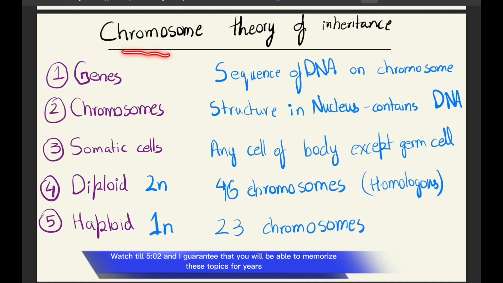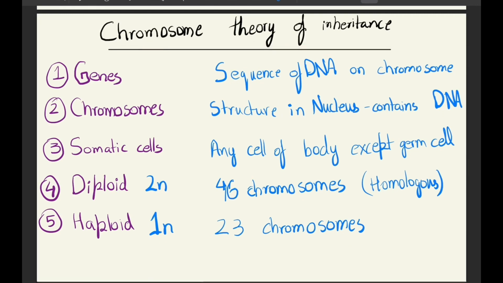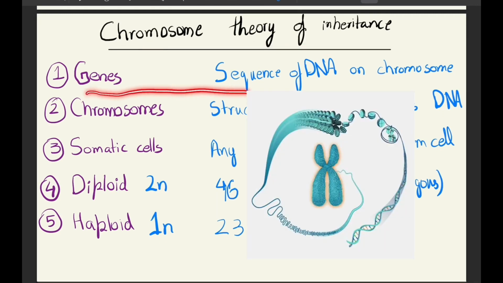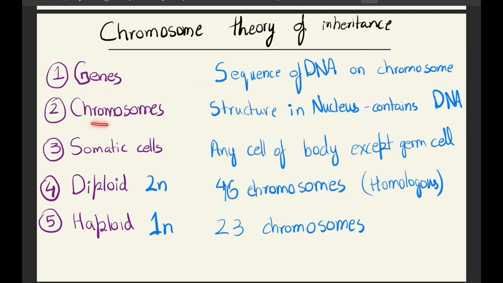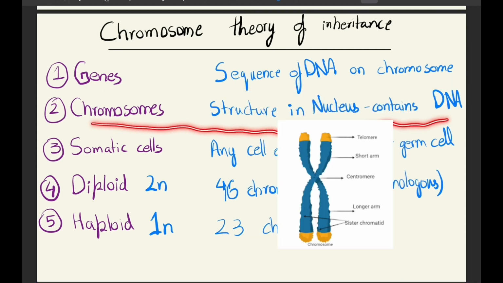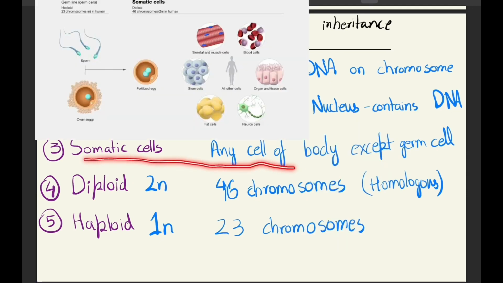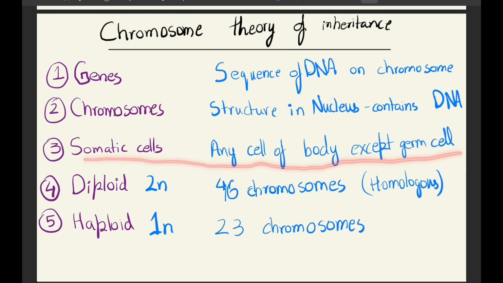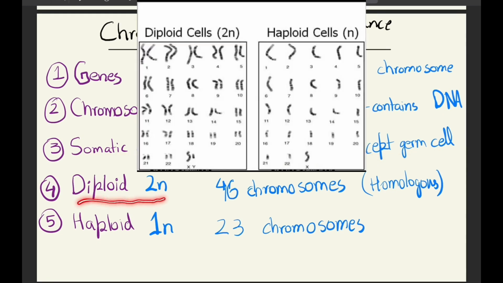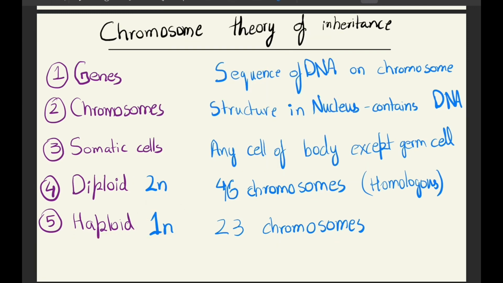So we start off with the chromosome theory of inheritance, and first we have the definition of genes. Genes are sequences of DNA on chromosomes. Then chromosome: a structure in the nucleus that contains DNA. Then we talk about somatic cells, any cells in the body except germ cells. Then we have diploid, which is 2n, 46 chromosomes, a pair of chromosomes basically. Then we have haploid, 1n, which is 23 chromosomes, not a pair.